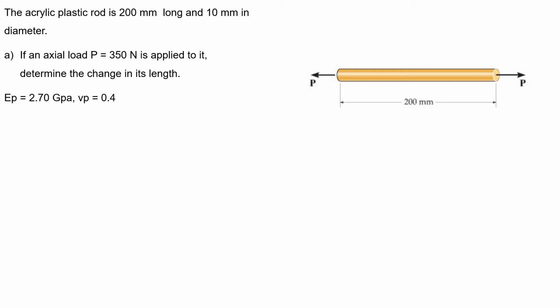Hello guys, this is the third problem of homework 5. The acrylic plastic rod is 200 millimeters long and 10 millimeters in diameter. Letter A, if the axial load P of 350 newtons is applied to it, determine the change in its length.